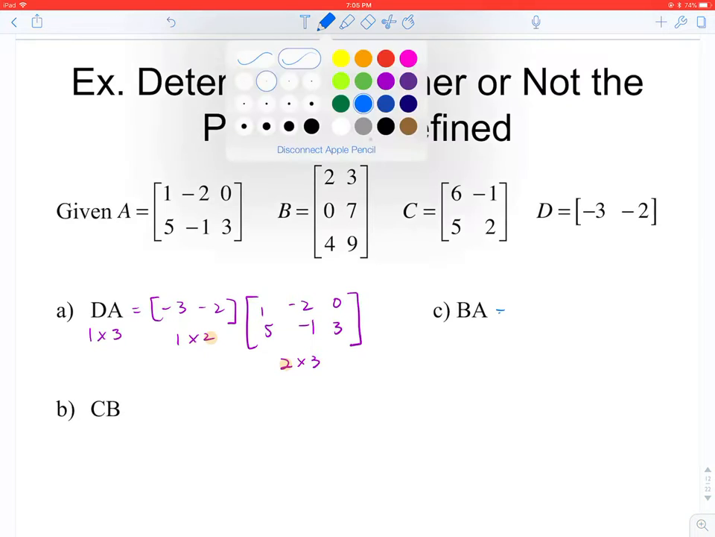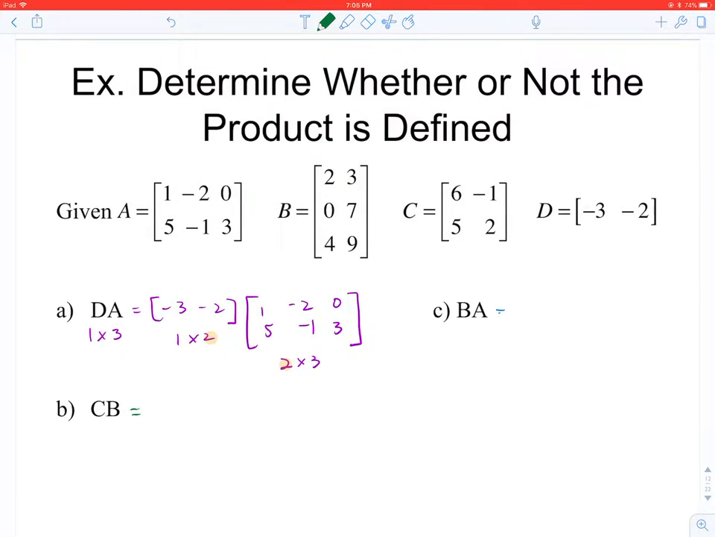Okay, so let's go down here. If we try and multiply matrix C by matrix B, matrix C is a 2 by 2, and matrix B is a 3 by 2. Because the number of columns in matrix C does not match the number of rows in matrix B, this product actually doesn't exist.